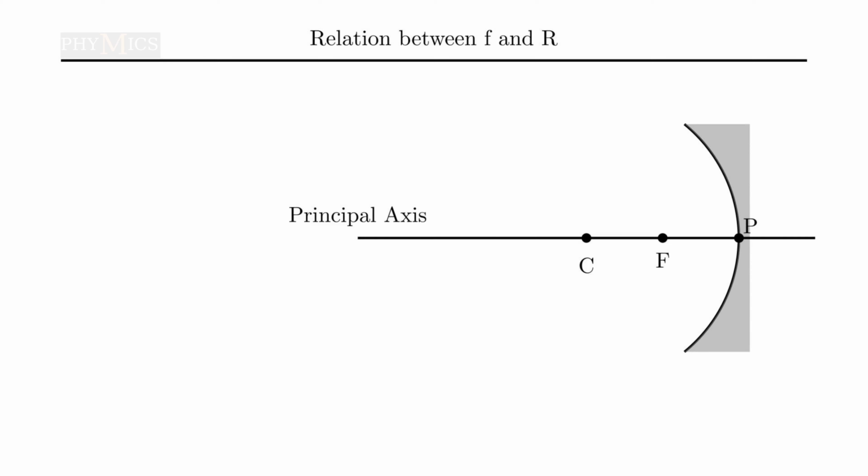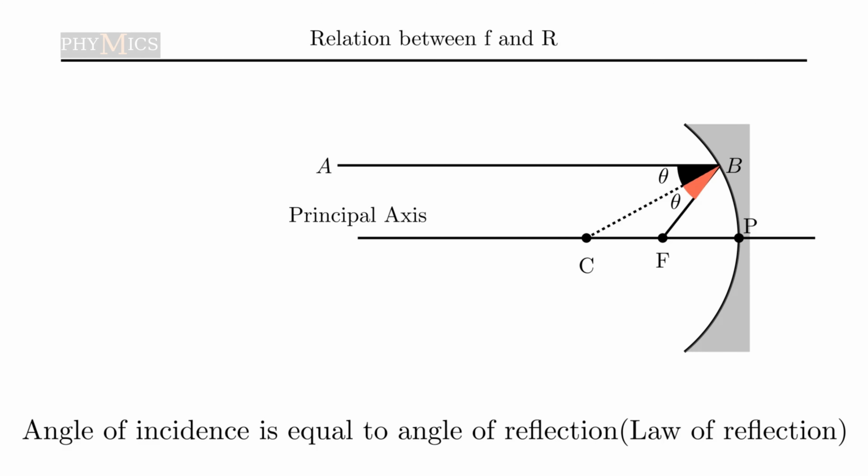Consider a concave mirror with center of curvature C, focus at F and pole at P. The first step is to draw a normal on the mirror, as any normal to the mirror passes through the center of curvature. Then incident a ray AB parallel to the principal axis on the mirror. As any ray parallel to the principal axis passes through the focus, therefore this ray AB must pass through focus. Now the incident ray AB and reflected ray BF make equal angles with the normal in accordance with the laws of reflection.